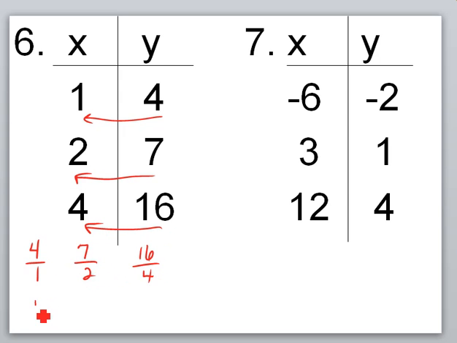Well, this one does reduce to be 4. This one does not reduce to give me 4. So because they don't all give me 4, I cannot say that this is direct variation. So this is not direct variation.